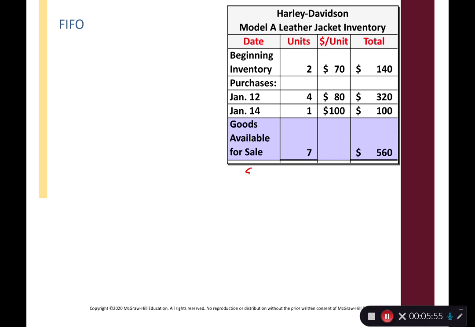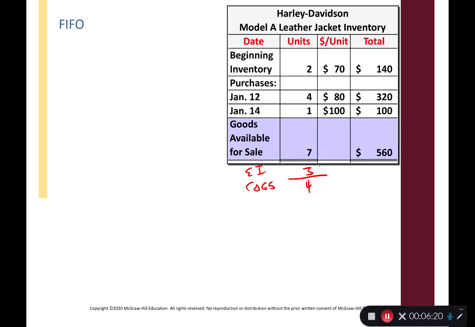In the problem, it told me ending inventory is 3 units, which then means cost of goods sold would be 4, because we either sell it or we don't. So I only have to tell you ending inventory or cost of goods sold. I don't have to tell you both. In this problem, it told us that there were 3 jackets left over, so that means 4 must have been sold. The question becomes which 4 are sold.